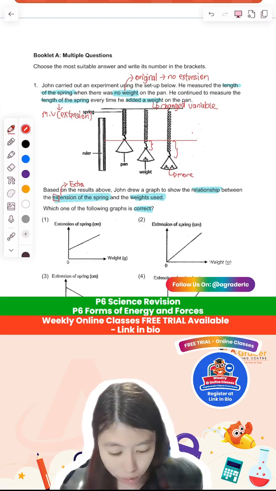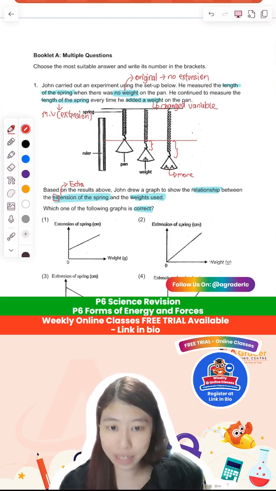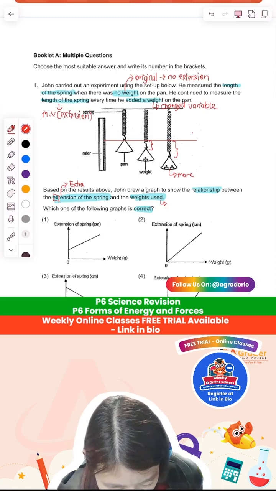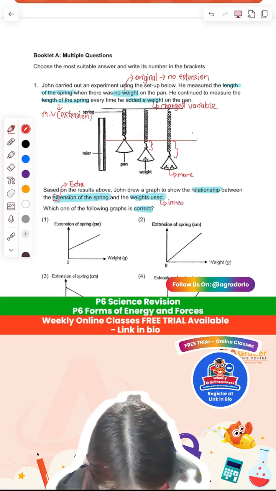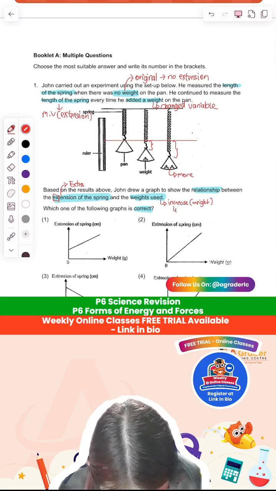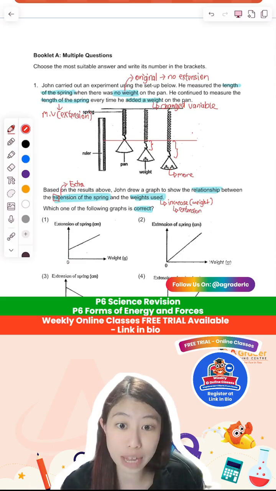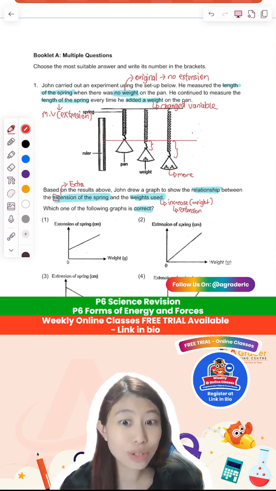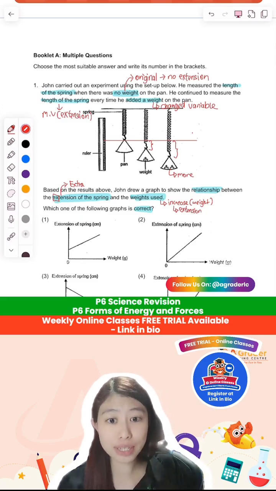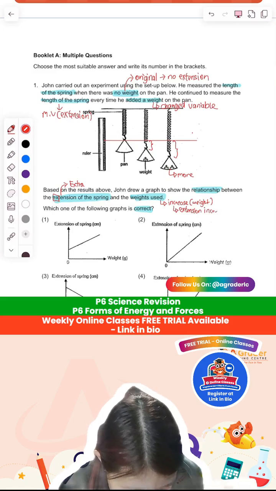What you notice is that the more weights that are added, very good, the greater the extension. As the weights increase in weight, the extension increases as well. A lot of you send me 1, some send me 2. This is the part I need to focus on, where I mentioned just now, students make careless mistakes. So over here, extension increases.